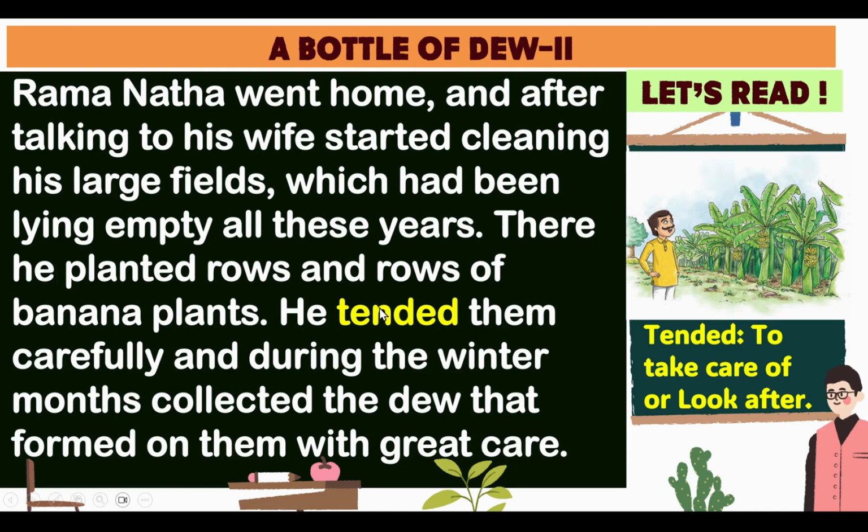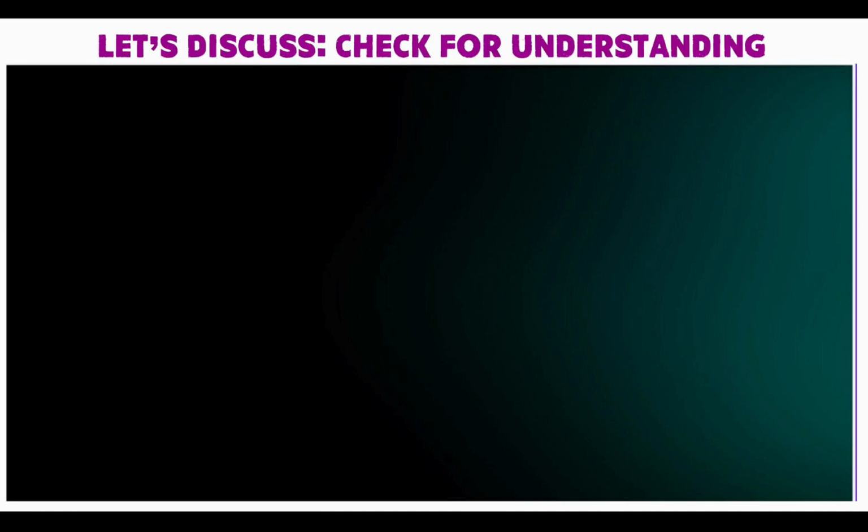And here is the new word for you, that is tended. That means to take care of or look after. So now, after listening to Mahipati's words, what Ramnatha did was he went home and he cleaned all his large fields and he planted many rows of banana plants and he took care of them and tried to collect the dew. Now, let's see how well you understood.